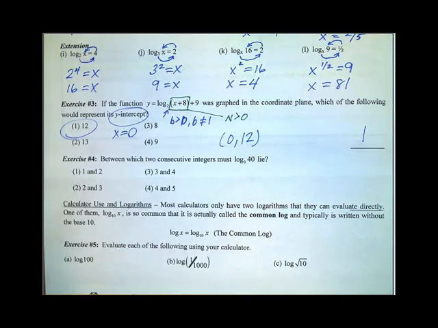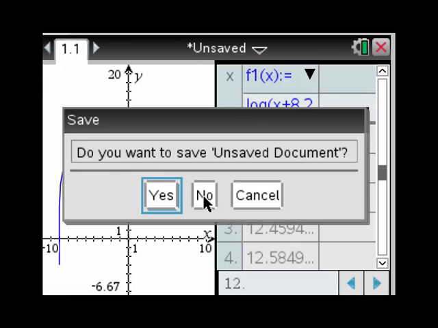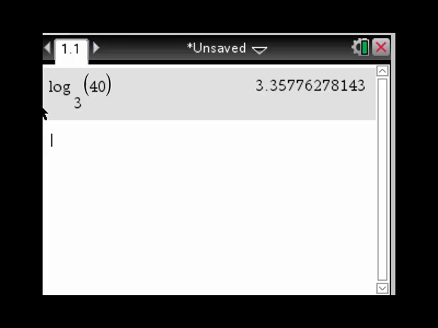The next one, between which two consecutive integers must log base 3 of 40 lie? So grab your calculator. This time we need a calculator page. You're going to hit the log button again, so Control 10 to the x. Our base is 3, and our number is 40. So 3 to what power would be 40? Well, 3.357762, and this is an irrational number.